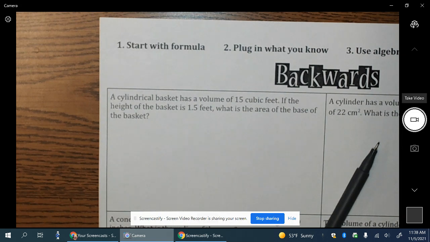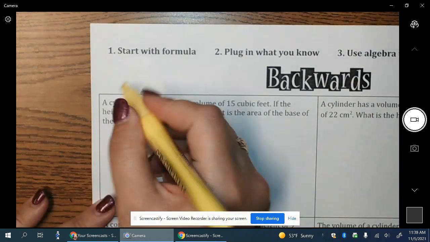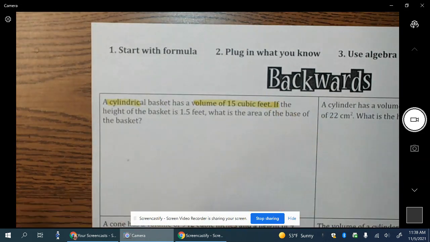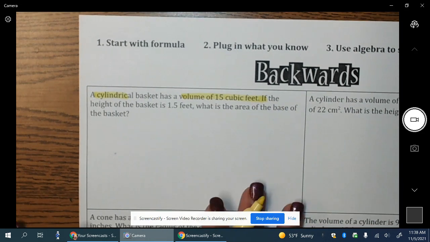So we are working backwards. We're going to start looking at word problems. It says a cylindrical basket has a volume of 15 cubic feet. Okay, so it tells you the volume. It tells you cubic feet, which tells you its volume.